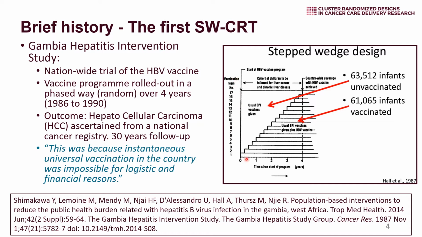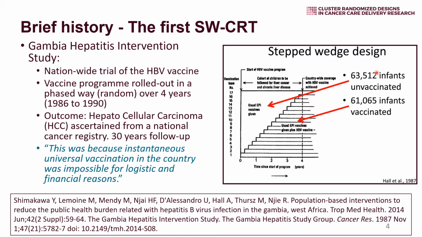We've got 17 clusters, which in this setting represent 17 different regions of the Gambia. And then each of the different regions was randomly allocated to the time at which it would transition from the usual care, where usual care is infants who are being born in that region at that particular time not receiving the HBV vaccine, to transition to the intervention condition. And in the intervention condition in this setting, babies who were born in that region at that particular time are offered the HBV vaccine.